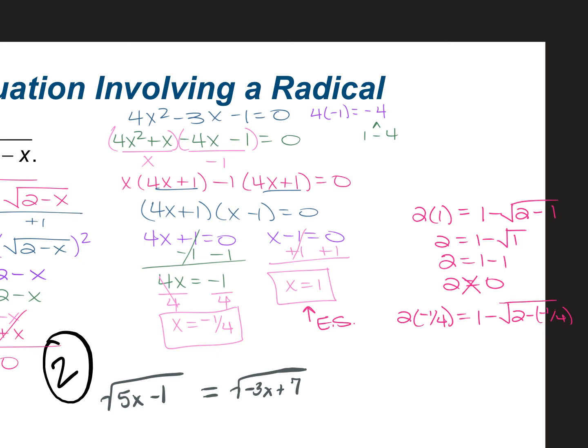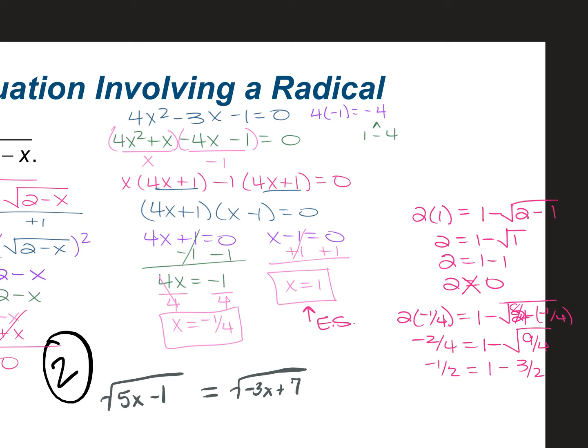So this is going to give you negative 2/4 is equal to 1 minus the square root of 8/4 minus a negative plus 1/4, so that's 9/4. The square root of 9/4 is 3/2, so that's negative 2/4, or negative 1/2, sorry. Negative 1/2 is equal to 1 minus 3/2.